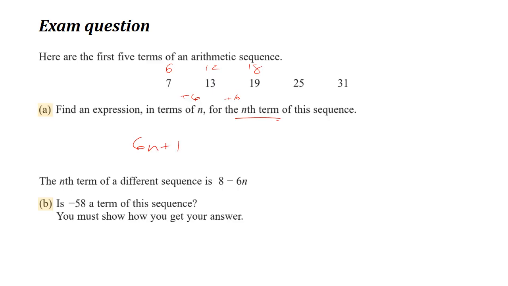Part B, different sequence this time, same process as the last question. Is negative 58 a term in this sequence? Well, if it is, we'll be able to solve this equation and get an integer solution. Start by taking away 8 from both sides, and you get negative 6n is equal to negative 66. Divide both sides by negative 6, and you get 11. So yes, it is a term of this sequence. It's the 11th term of the sequence.